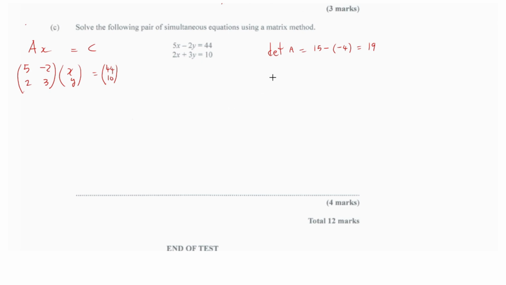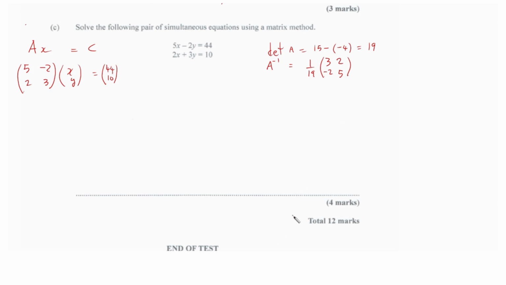The next step is to find the inverse of the matrix. So the inverse, A inverse, is 1 over the determinant, so 1 over 19, times, we interchange the elements in the leading diagonal, so we interchange 5 with 3. Then we multiply the elements in the non-leading diagonal by minus 1, so minus 1 times positive 2 would be minus 2, and minus 1 times minus 2, that's a positive 2. So we have found the inverse now.